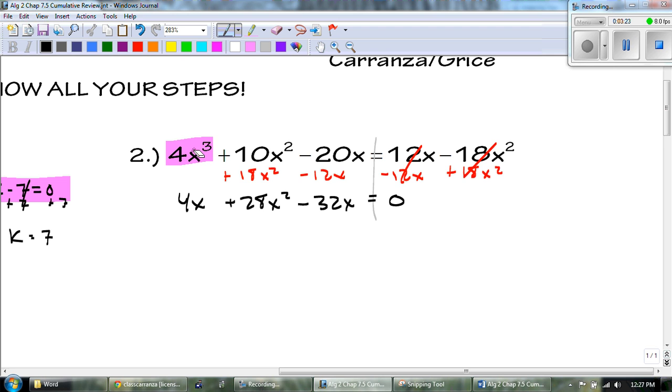So the first thing that I notice is that x is cubed, so I'm going to have 3 answers, and I need to take out the GCF. Well, I can take out a 4x out of everything. So the 4x comes out front, and we're left with x squared. 28 divided by 4 is 7x, and then negative 32 divided by 4 is negative 8, and that's equal to 0.